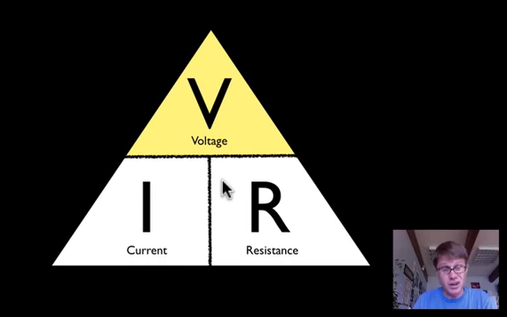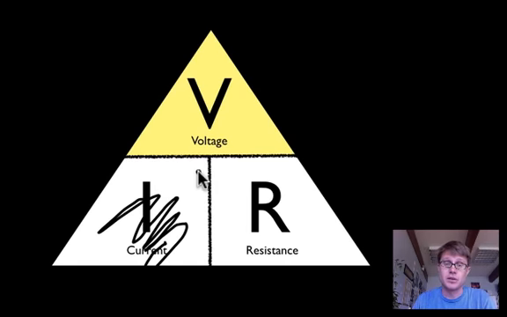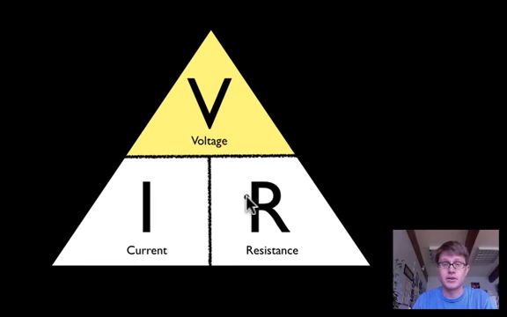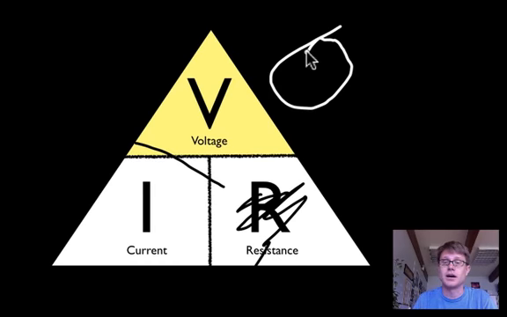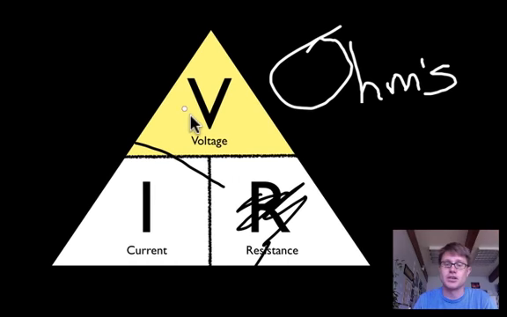If I don't know the current, let's cover that up. Current is going to be the voltage divided by the resistance. And likewise, if I don't know the resistance, if I cover that up, resistance is going to be the voltage divided by the current. And so this whole thing is called Ohm's law. And this is bad writing, not too good at the mouse. So this would be Ohm's law, and it just shows us the relationship between voltage, current, and resistance.